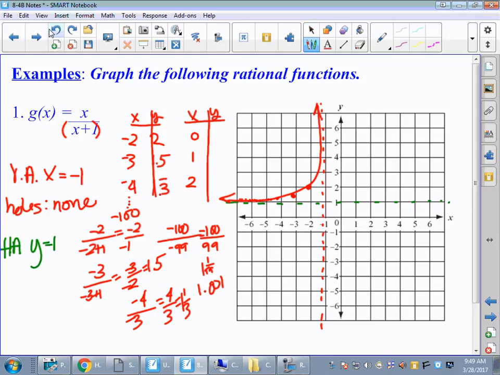When I plug in 0, I really don't need as many ordered pairs for this table. I get 0 over 1, which is 0. And that one point tells me everything I need to know. It tells me I'm going to be in that bottom quadrant rather than above. So I have to approach here. I'll never be greater than 1. And I'm going to approach from this side because I can't equal negative 1. If it equals negative 1, this thing doesn't exist.